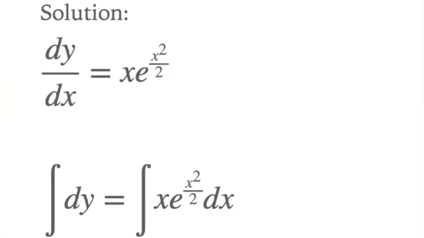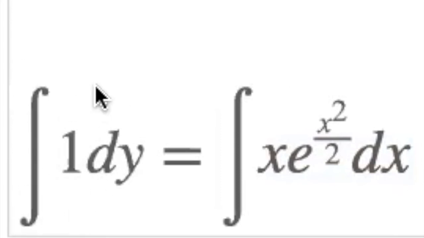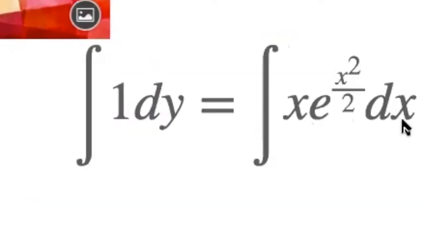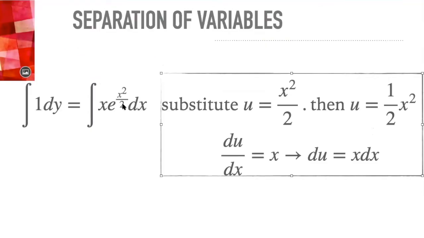Now looking at this integral of dy, it is the same thing as the integral of 1 dy. So on this side, we have x e to the x squared over 2. Now we are going to use the substitution method where we replace x squared over 2 with u, and differentiating this. But before differentiating, we can rewrite x squared over 2 as a half x squared. Now, differentiating this function, we have du over dx because we're differentiating u with respect to x.